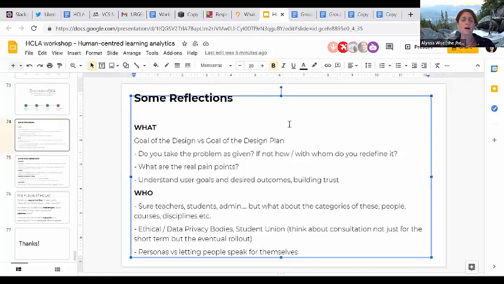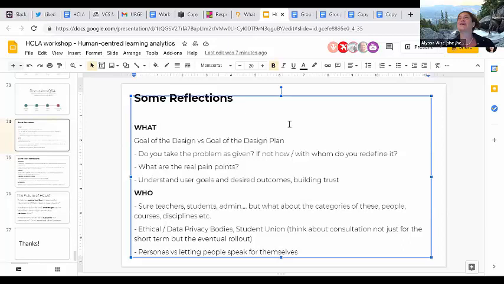For the who question, all the usual suspects showed up: teachers, students, administrators. But one thing that popped into my mind, based on some of the work that JP did, is that I think it's really important to start to think about which ones. All students are not the same. We know that. So which groups of students do we want to think about? And which groups of instructors? Are we thinking about different backgrounds, different disciplines? I know this is farther than you might get in this current design task, but I think these are important and not easy questions.